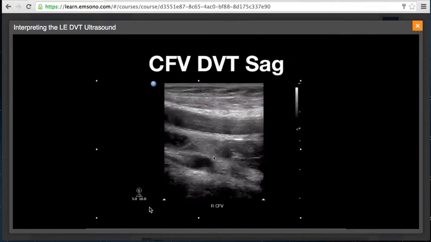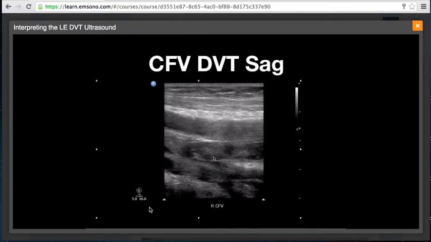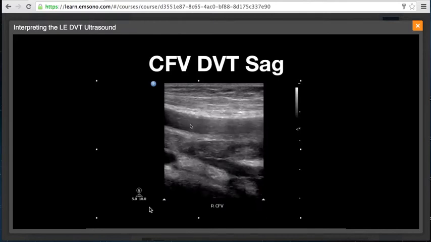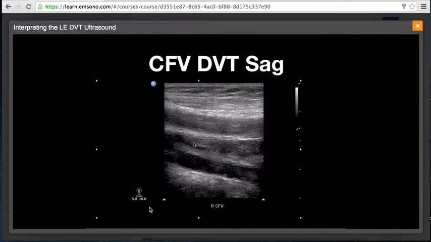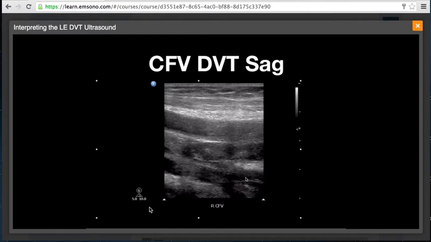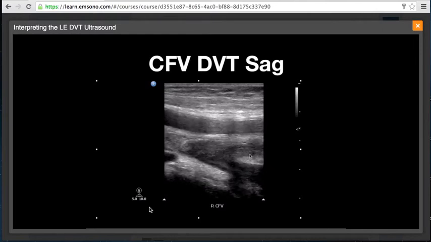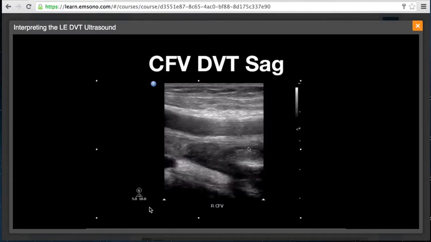Here's a sagittal view of the common femoral vein in a patient who had a DVT found on transverse scanning. You can see the artery in the near field. You can see the vein here. You can see the thrombus. Here's the takeoff of the deep femoral artery, but you can see the thrombus within the superficial femoral or the femoral artery.